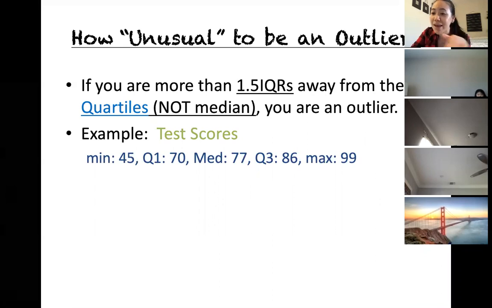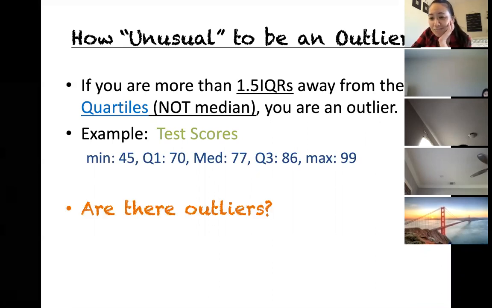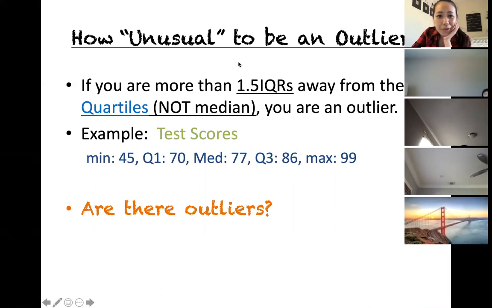For example, let's say we have these test scores with the min, Q1, median, Q3, and max at these values. I want to figure out, are there outliers? Let me set this up for you. I'm going to take Q3 and add 1.5 IQRs to that Q3.